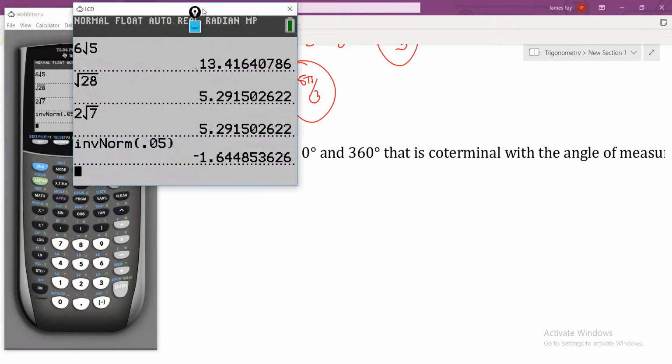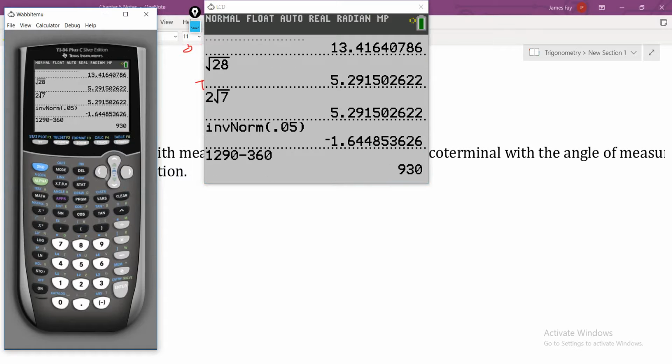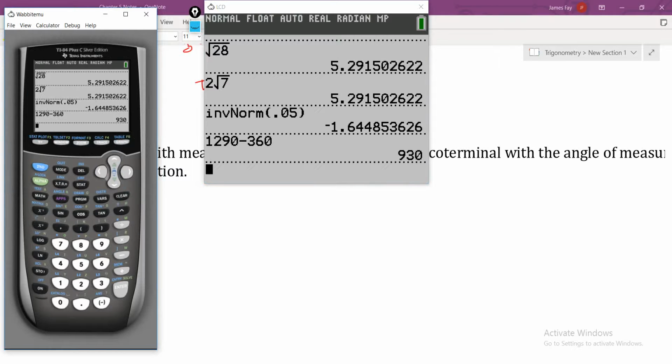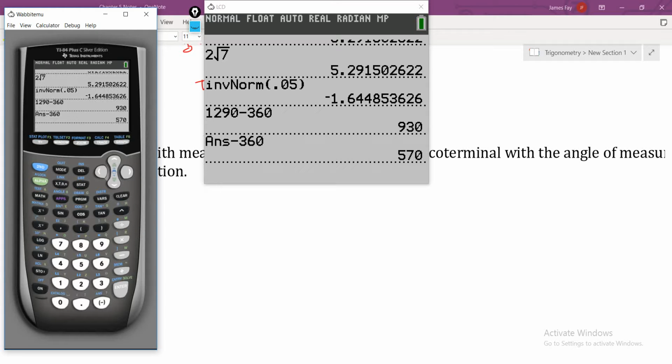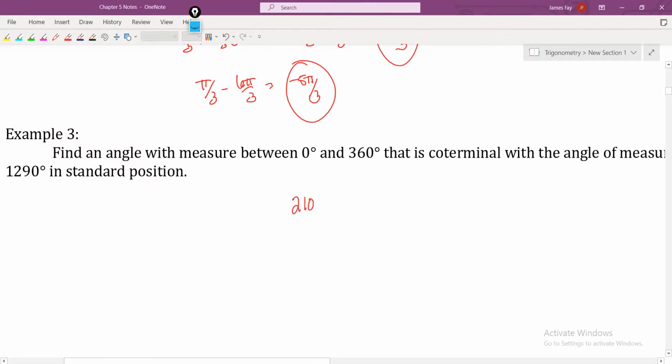This is really easy to do. We take 1290 and we're going to subtract 360 from it. Okay, so it gives me 930. I'm going to subtract 360 again, and it gives me 570. I'm going to subtract 360 again, it gives me 210. I'm going to stop when that difference that I get is between 0 and 360. So 210 degrees is coterminal with 1290 degrees.